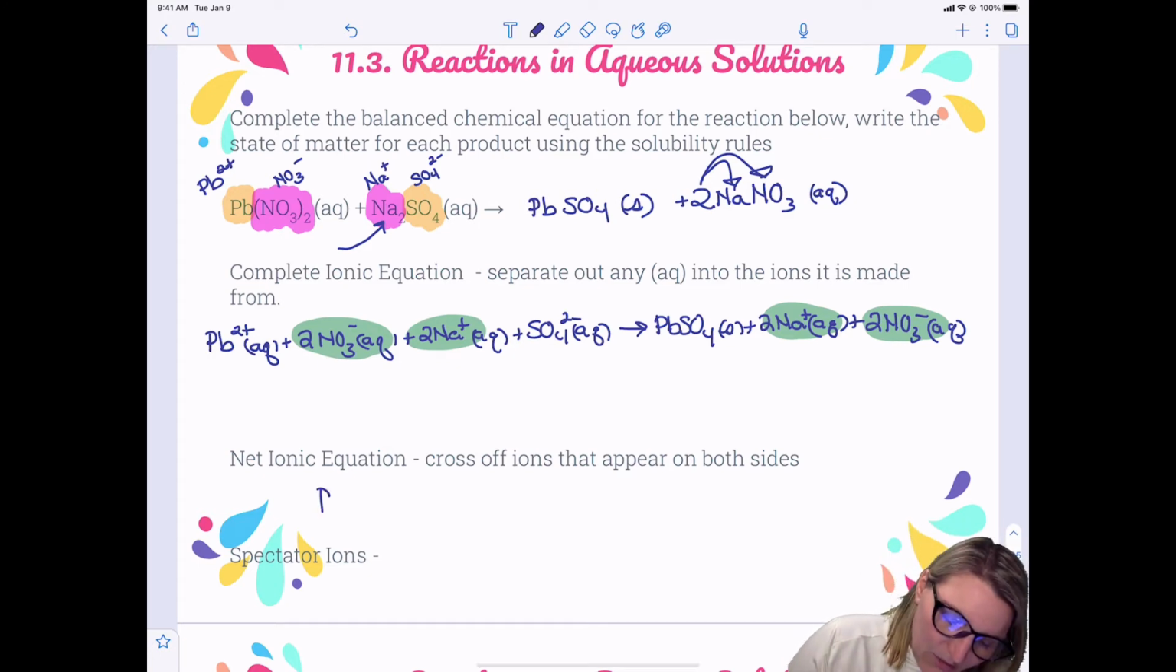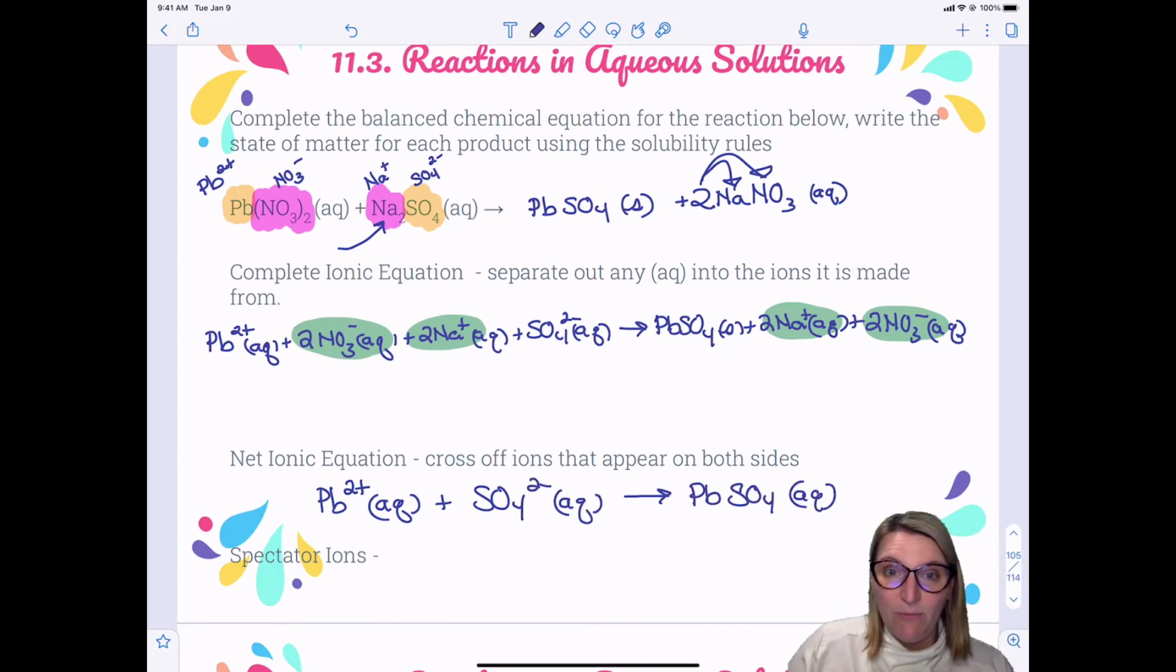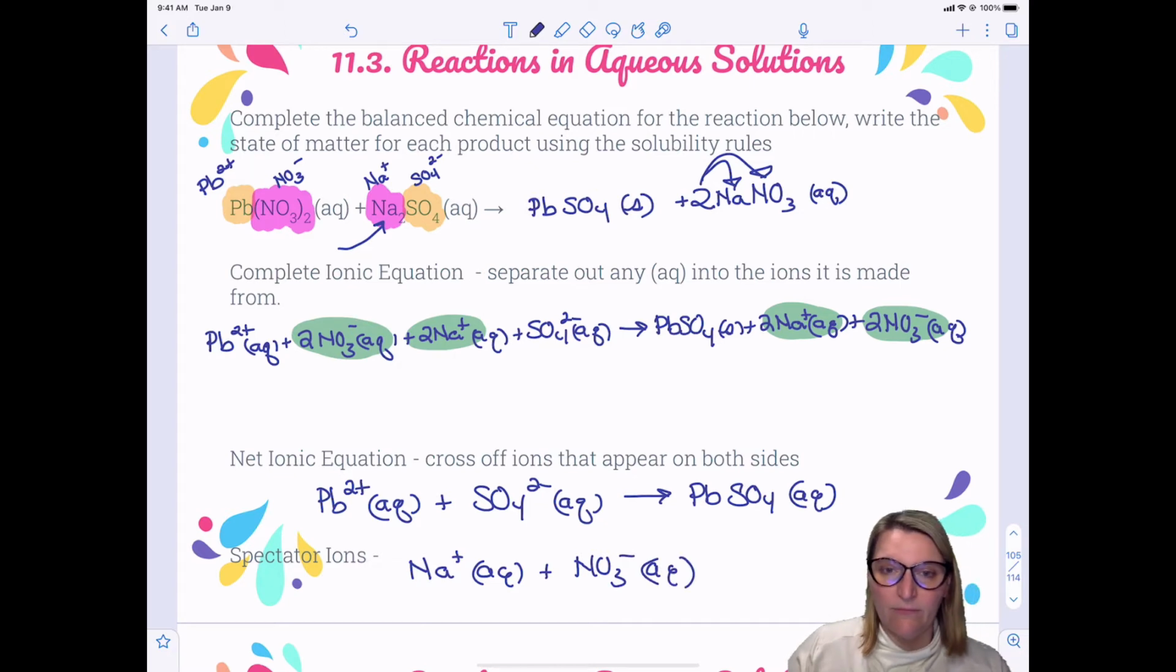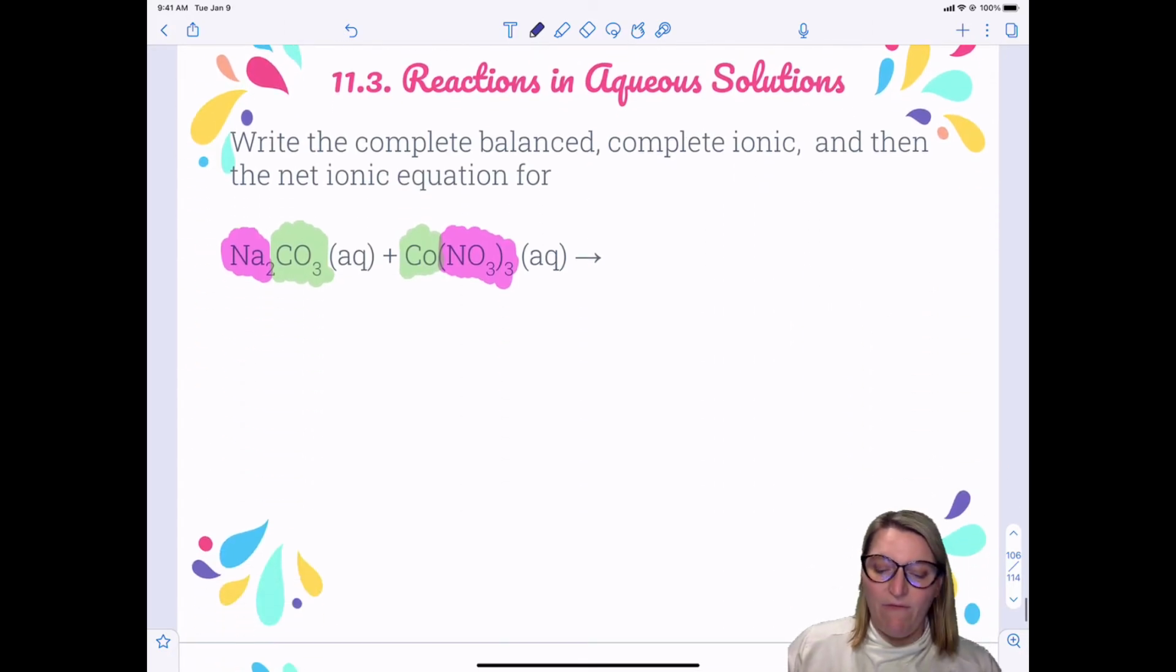So the net ionic equation is this. And the spectator ions are the sodium ion and the nitrate ion. So that's the whole process. We have a couple more examples of this, so this is definitely a time to hit pause, then go ahead and try this on your own and see how you do.